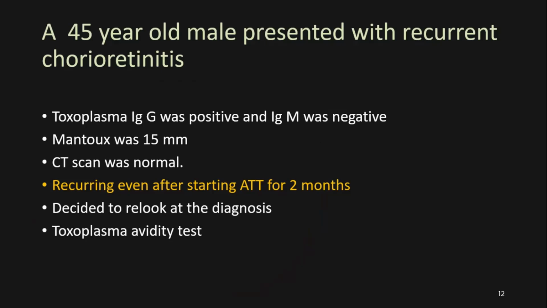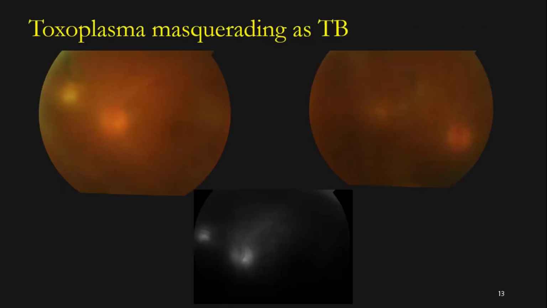The patient was referred to me with poor response to ATT even at the end of 2 months. So what do we do? We want to think whether we have to change the diagnosis or not. So we ordered this test called Toxoplasma avidity test, and this was a picture. You can see a beautiful scar also.